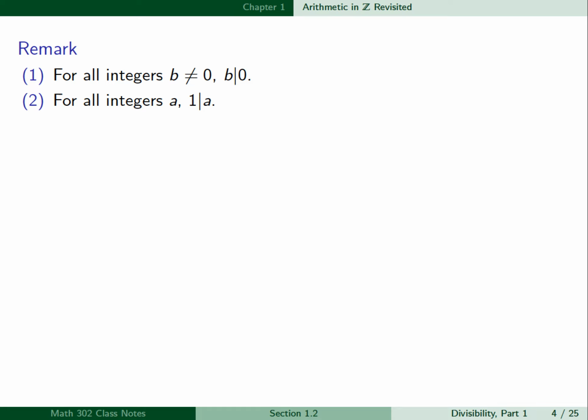Now we have a couple remarks with some simple properties of the divides relation. First, for all integers b not equal to 0, b divides 0. And second, for all integers a, 1 divides a. This is saying that all non-zero integers b divide into 0, and for all integers a, 1 divides into a. These are both straightforward to prove.